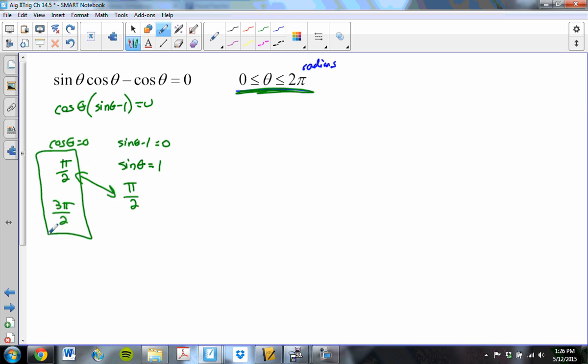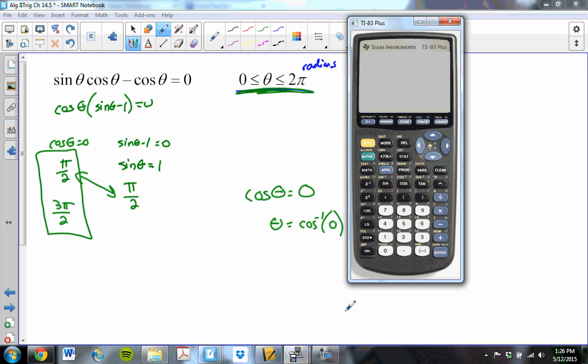Suppose you want to do this in your calculator. So suppose you take cosine theta equals 0, and you want to plug that into your calculator. So theta equals the cosine inverse of 0. Well, when you do that, if your calculator is in radians, which it needs to be because this problem's in radians, so I'll switch this over to radians. When I do the inverse cosine of 0, it gives me that, which isn't very helpful.